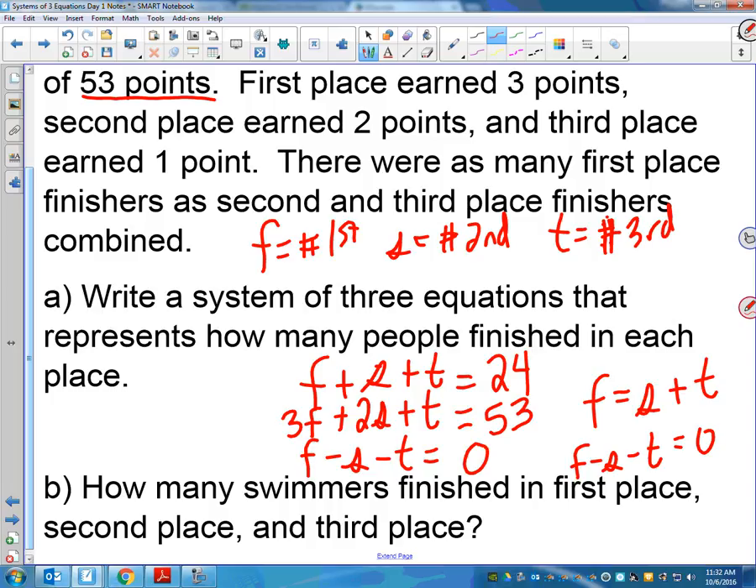Take a minute and think about if you're going to do this like the last example, which letter looks the easiest for you to solve? Does it look easier to get rid of F or S or T? And think about, could I take 2 equations and drop one out and then go back? So let's see if you can do this one before I give you something to do. That's homework.